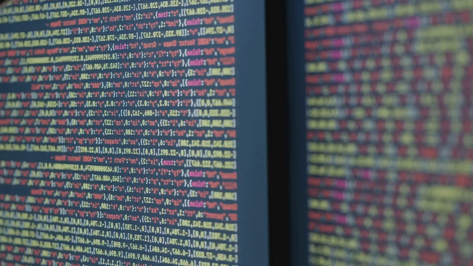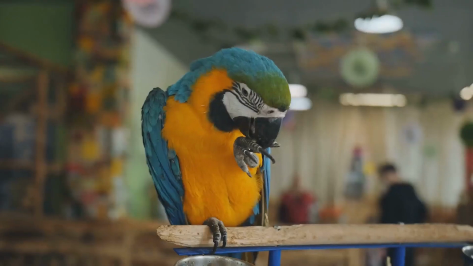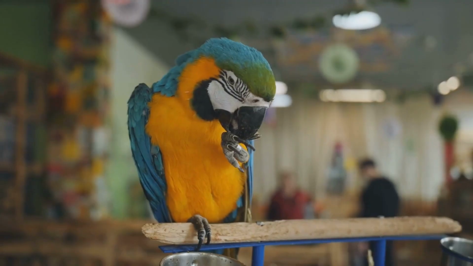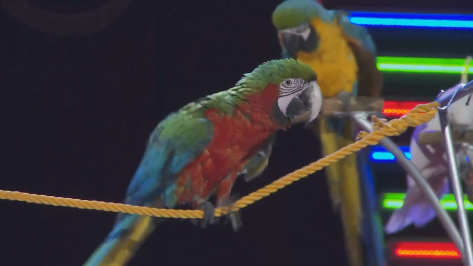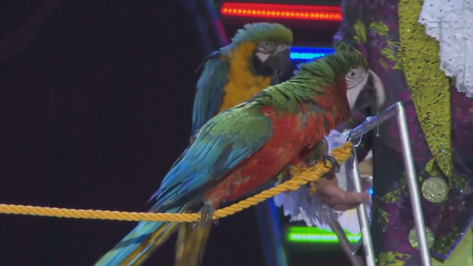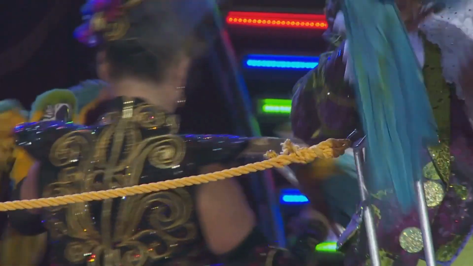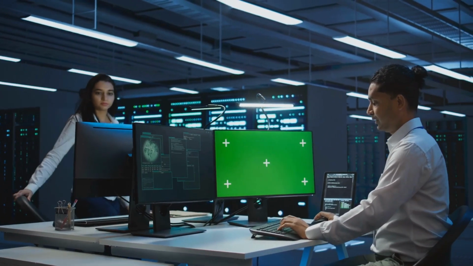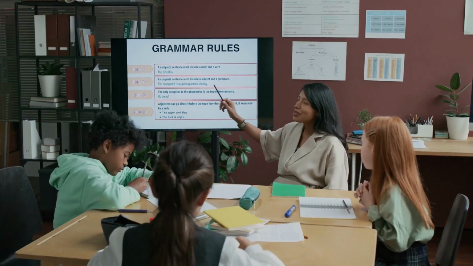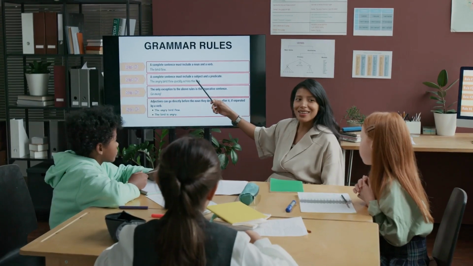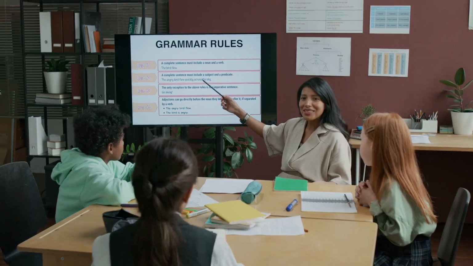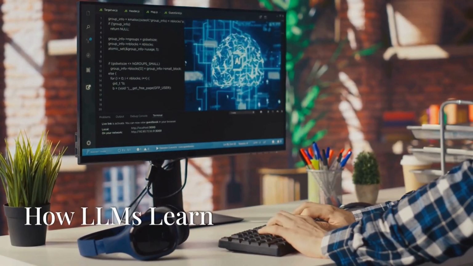So what exactly is an LLM? Let's start with an analogy. Imagine a super smart parrot that has read every book, article, and website ever written. This parrot wouldn't just memorize words, it would understand how those words fit together to form sentences, paragraphs, and even complete stories. An LLM is similar. It's a powerful computer program that understands and generates human language. In other words, they learn the patterns and rules of language, just like you learn grammar and vocabulary in school, but on a much, much bigger scale.